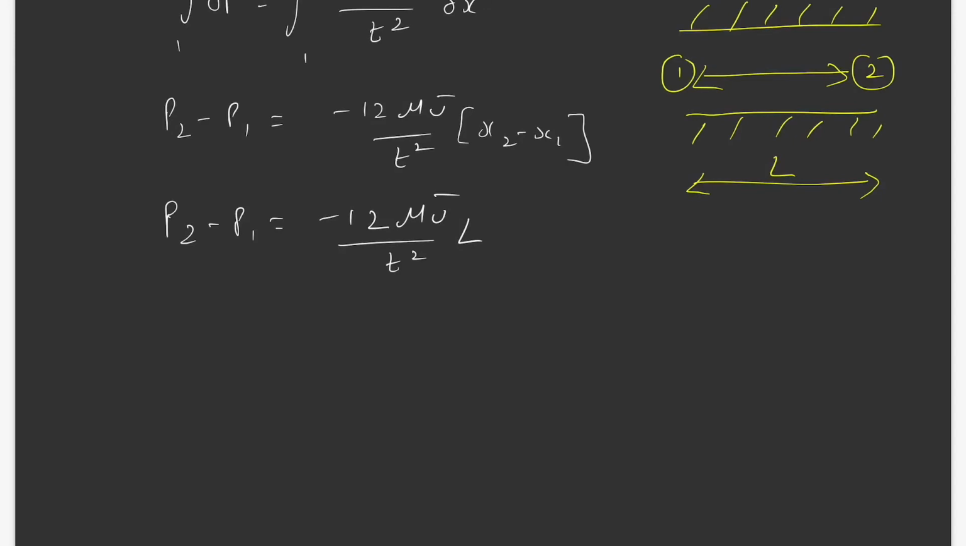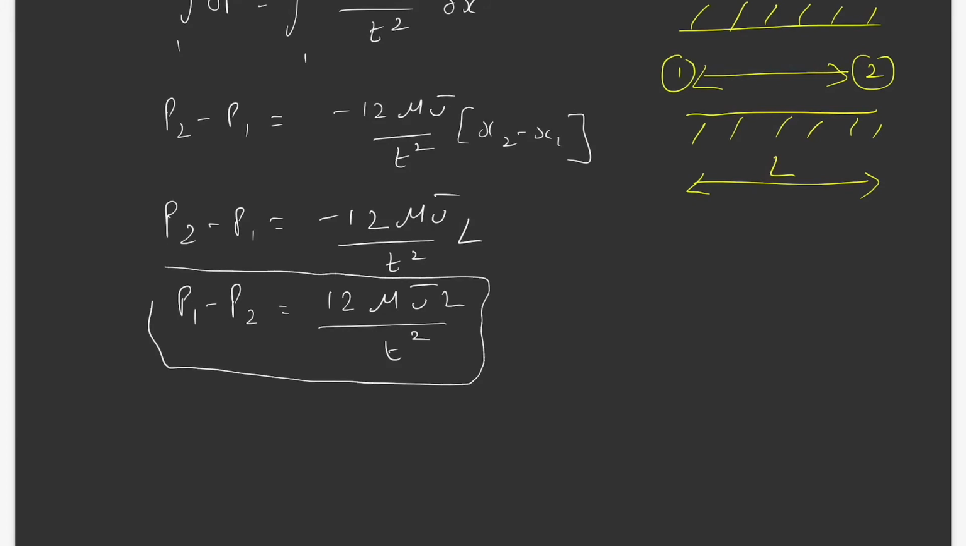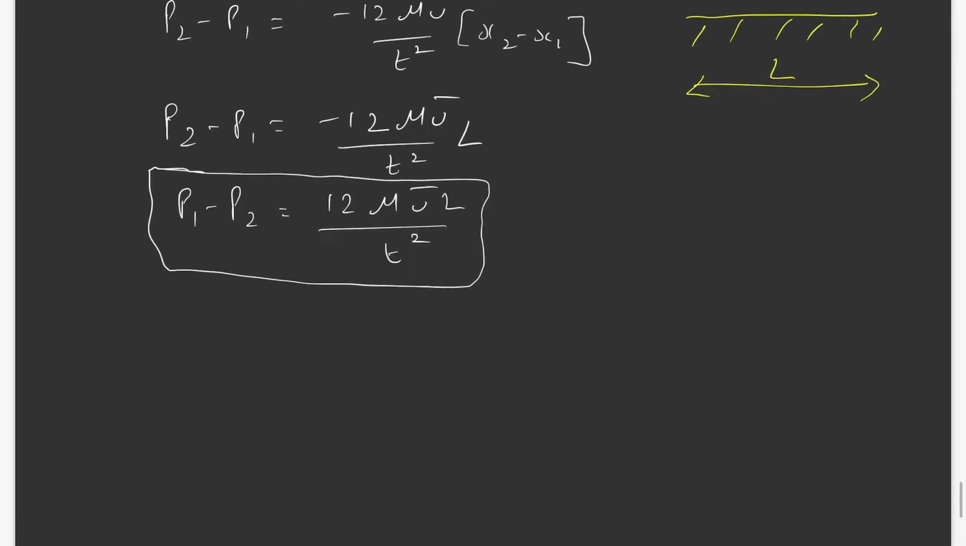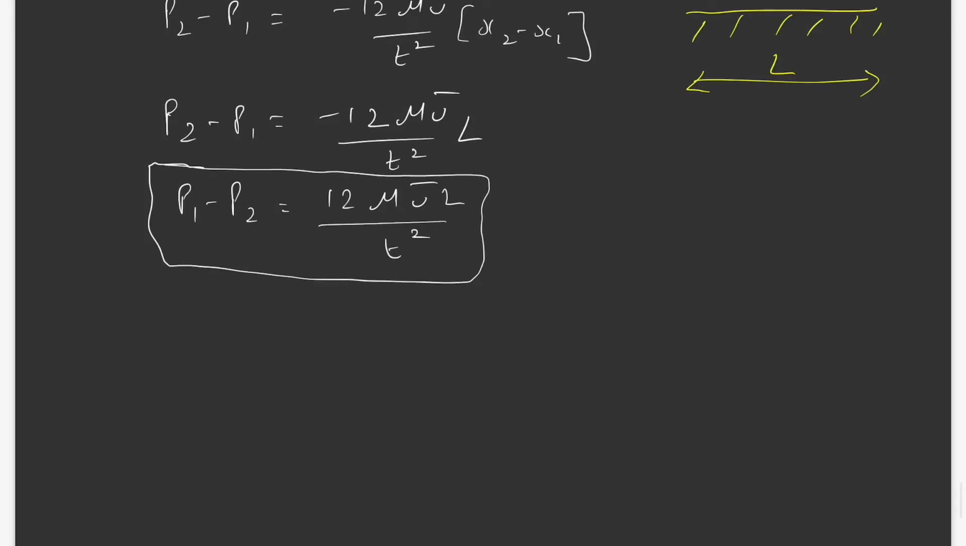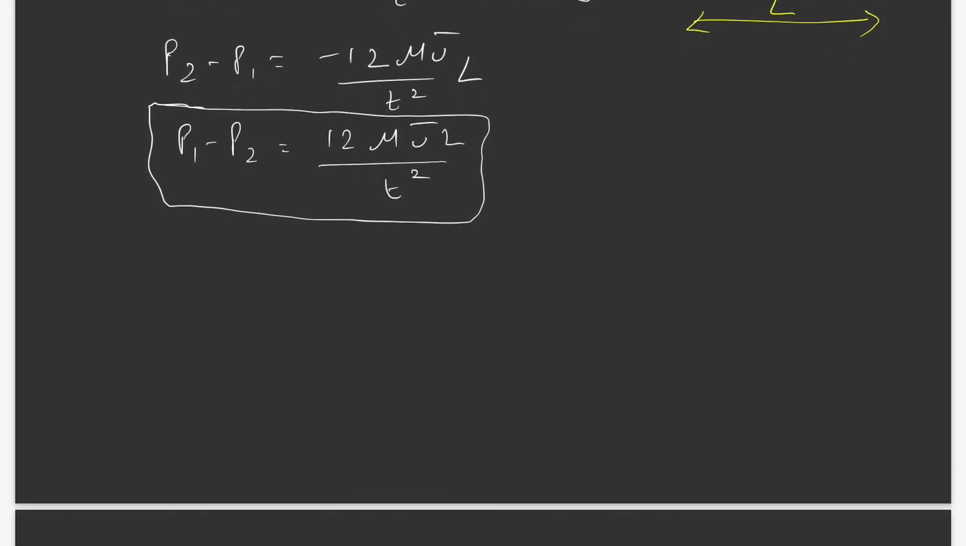If we take out the minus sign here, we'll take this over here. So P1 minus P2 equals 12 mu U bar L by T square. This is the final expression for pressure drop for a given length for flow between parallel plates. Important one. Let's go to the next segment.